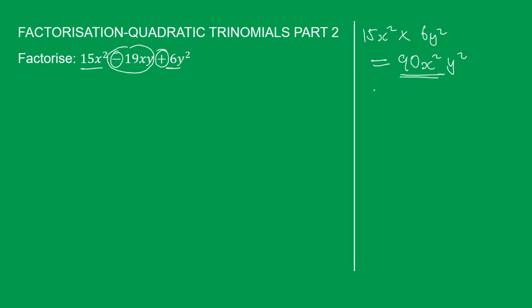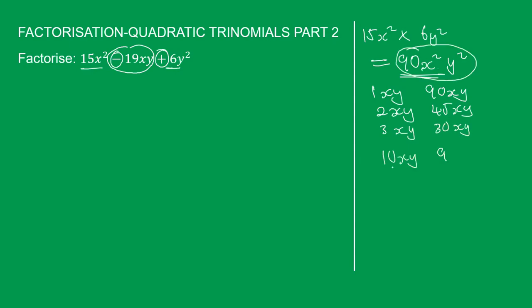It will be very easy to get this one, I think. You can try 1xy and 90xy. You go to 2xy and 45xy. You go to 3xy. You do that till you get the correct combination. 90x squared y squared can come from 10xy times 9xy, and this combination is the one that can give us negative 19. If this one is negative and this one is negative, you see that? And then we replace the middle term with these two.